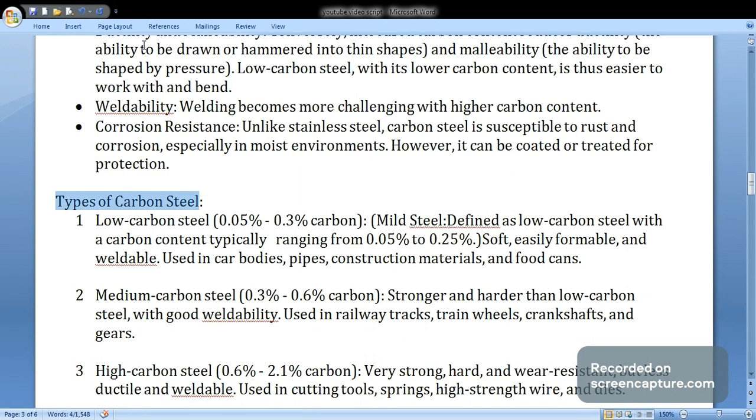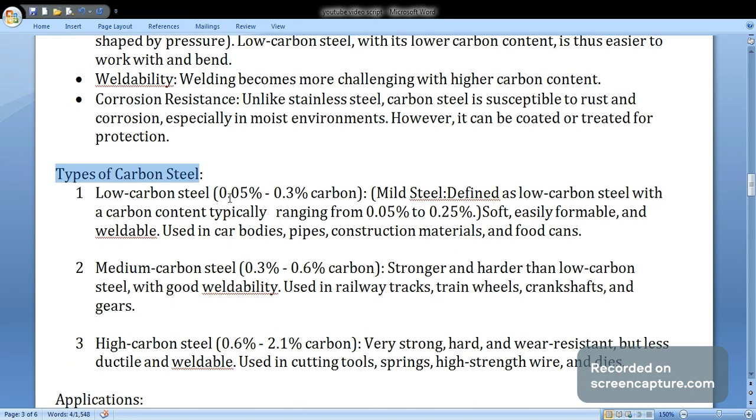As the name suggests, low carbon steel. In low carbon steel, there is around 0.05% up to 0.3% carbon. This is also known as mild steel, with carbon content in the range of 0.25%. It is soft, easily formable, and bendable, used in car bodies, pipes, construction materials, food cans, and the fastener industry.